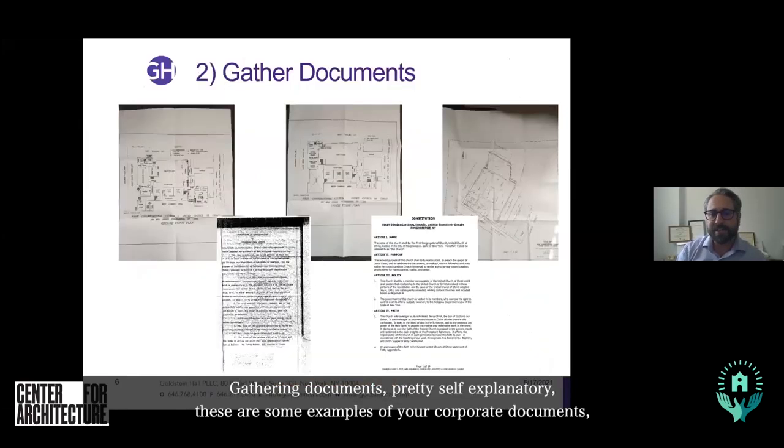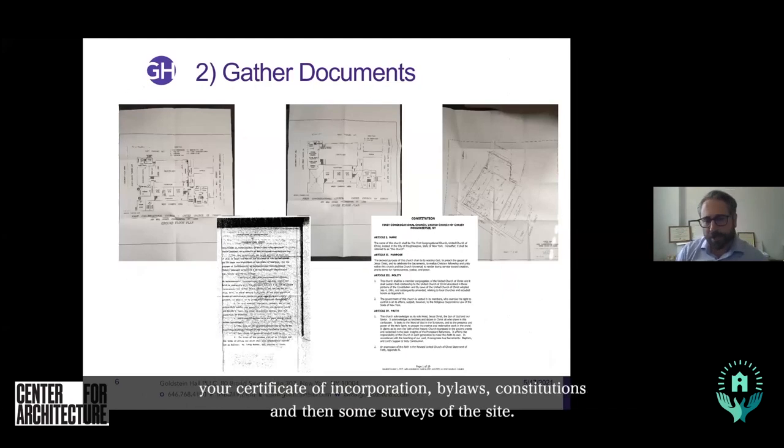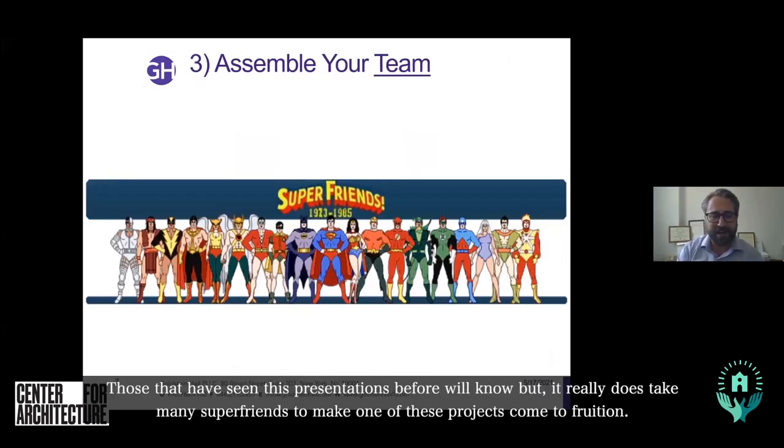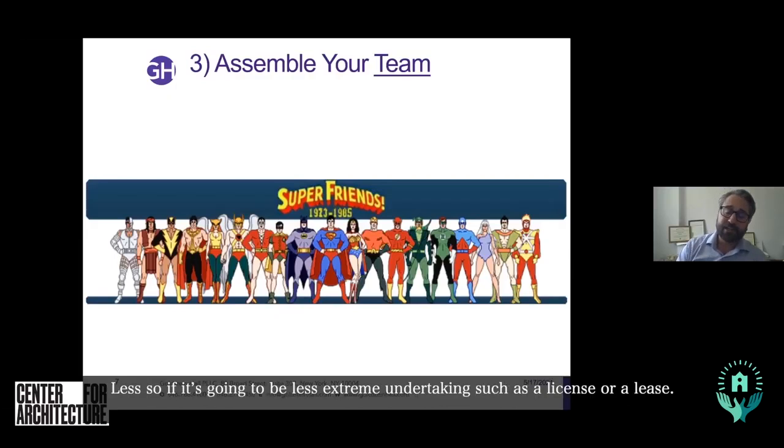Gathering documents, pretty self-explanatory. These are just some examples of your corporate documents, certificate of incorporation, bylaws, constitution, and then some surveys of a site. The third step, as I said, is assemble your team. This is one of my favorite graphics. Those that have seen this presentation before will know, but it really does take many super friends to make one of these projects come to fruition.